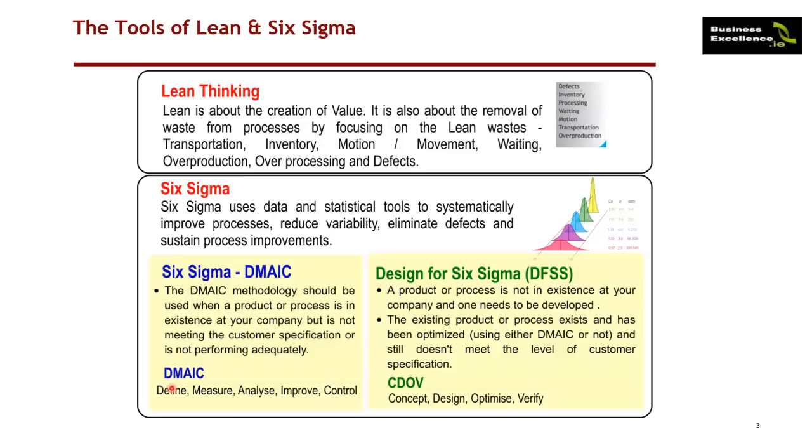In some situations where the process either doesn't exist or no matter what you do will never meet the customer requirement, there is a methodology called Design for Six Sigma. This methodology is there to define in more detail the customer requirement, then develop a concept, come up with a design, optimize it and verify.